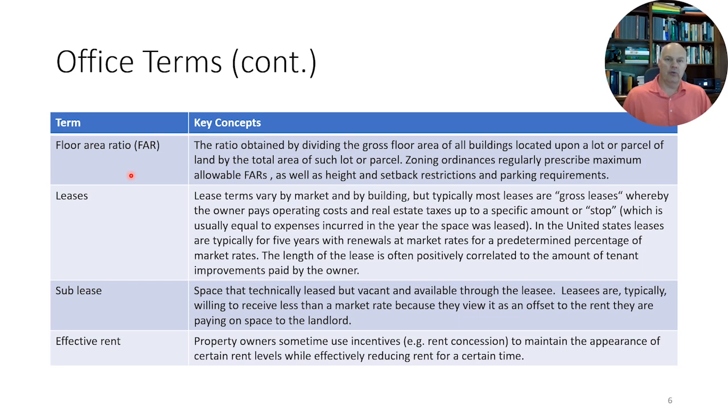So zoning ordinances regularly prescribe maximum allowable FARs, as well as height and setback restrictions and parking requirements. This basically is the density restriction. So the larger FAR you have, the more dense your project can be, and typically the more profitable it's going to be. So that's definitely something that you want to pay attention to.